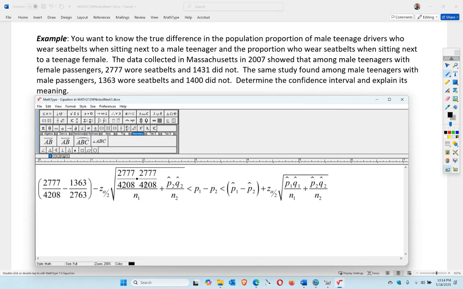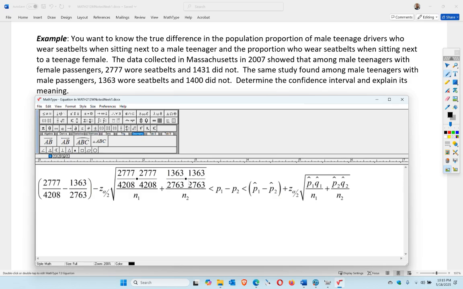Times. And put those here. Copy. Times. Okay, so that'd be the 1431. Yes, right? So success and failure for the first one, and success and failure for the second one. So 4208, 2763. Alright, so we're going to copy all that to here.